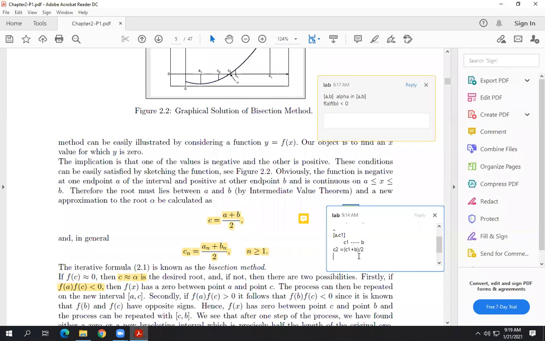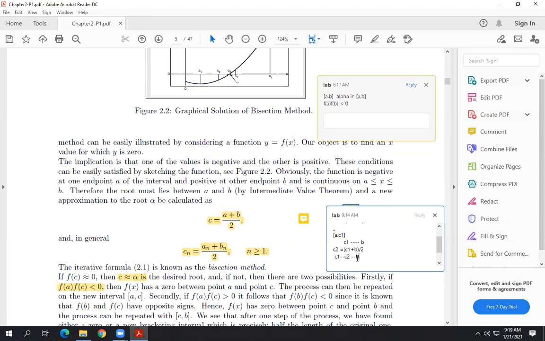Your C2 is what? You have C1, you have C2 and B. Now you have to check the sign of these 3. Must be opposite sign. Let's say this is negative and this is positive. It means what is your interval? C2 to B. So what is bisection?